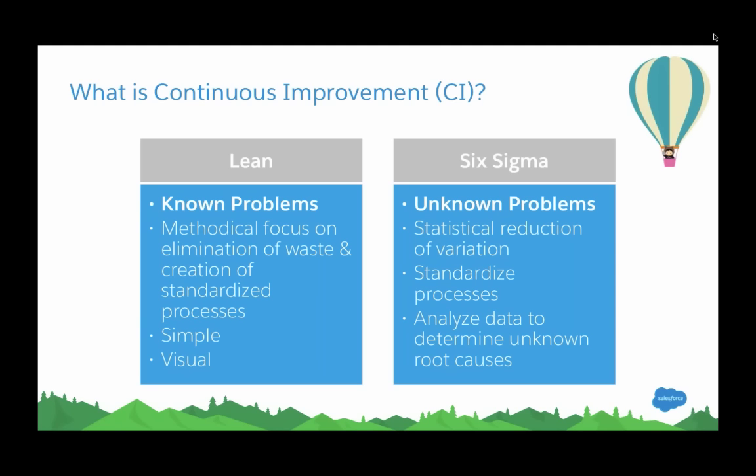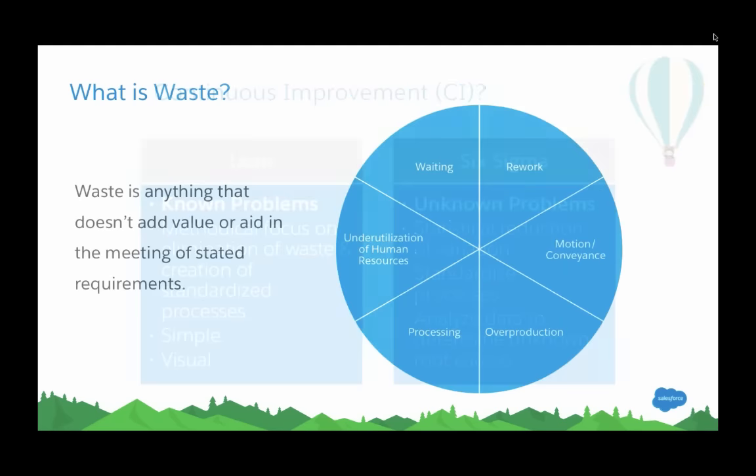So in the interest of time, we're going to focus the CI portion of today on lean. Lean is simple and it's pretty easy to kind of wrap your mind around. So we're going to go down that path. Lean is all about the methodical elimination of waste. And waste is anything that doesn't add value or aid in the meeting of stated/vetted/accepted requirements, right? Those three words, I want you to kind of focus on those for a second. Stated requirements that are vetted, that are accepted.